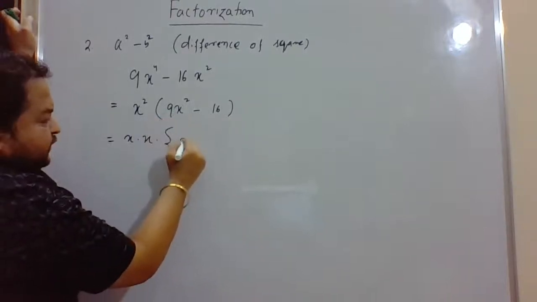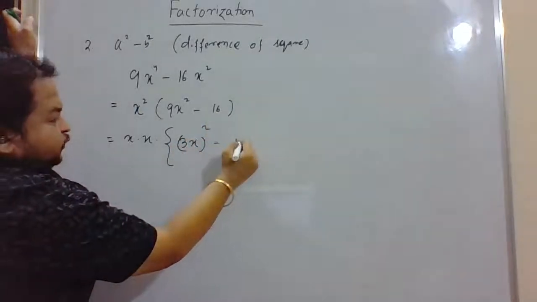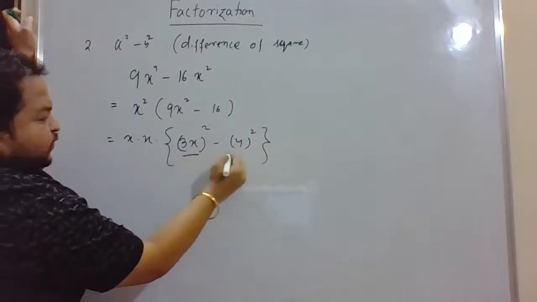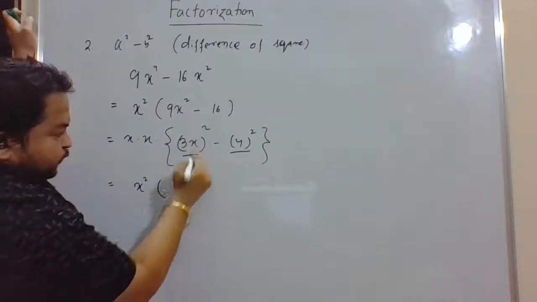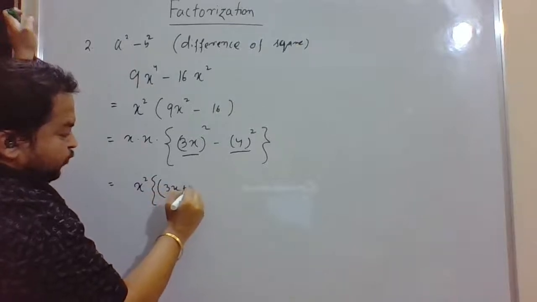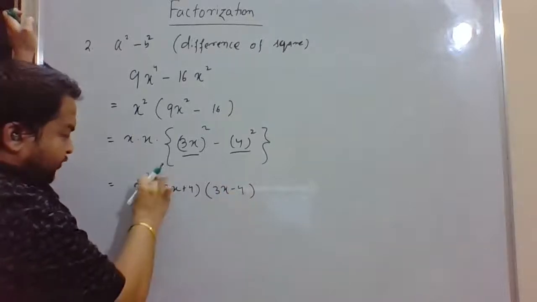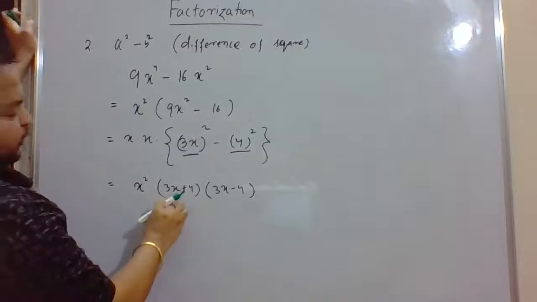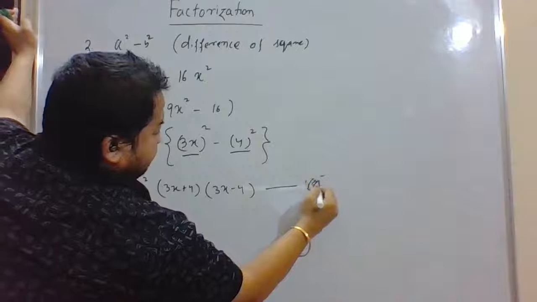So 9x squared is nothing but the square of 3x, minus this, which is the square of 4. Obviously, now this is a square minus b square format. So I can write x squared into, this part is nothing but 3x plus 4 into 3x minus 4, right? If I remove the curly braces, this is the answer: x squared into 3x plus 4 into 3x minus 4, that would be your answer.